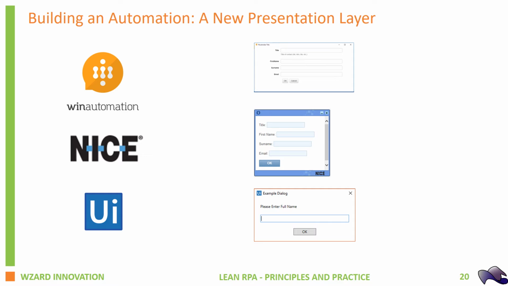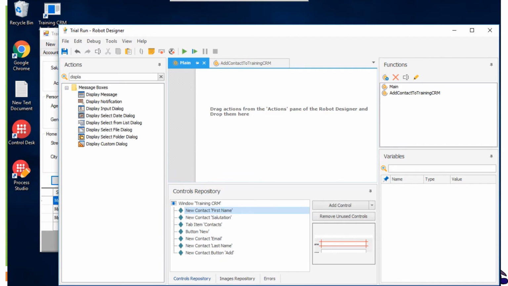We're going to look at Win Automation first of all. In this first part of the demo, we're going to create a dialog screen to enter some key details: the title, first name, surname and email. We're then going to take that information and we're going to populate the training CRM with it. So we'll launch the training CRM, we'll press the new button. In the new dialog we will enter those details, press the add button, and then we'll close the application down.